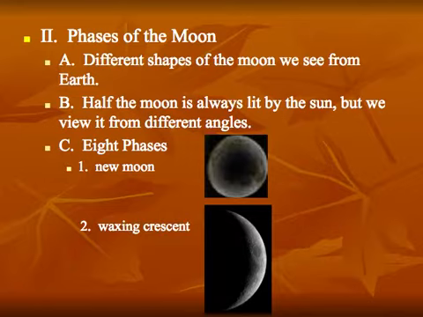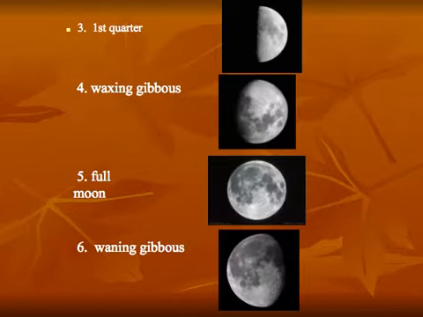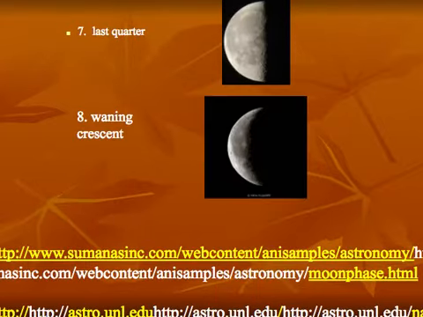New moon is all dark. Waxing crescent is a little bit of light coming in from the right-hand side. Waxing means to get larger. Then we get to the first quarter. Waxing gibbous, the moon continues to grow larger, so it's again called waxing. Full moon. Waning gibbous is when the moon starts to lose its light. The shadow creeps in from the right-hand side, so a waning moon is one that's getting smaller. Then we have last quarter and waning crescent, and those are your 8 phases of the moon.